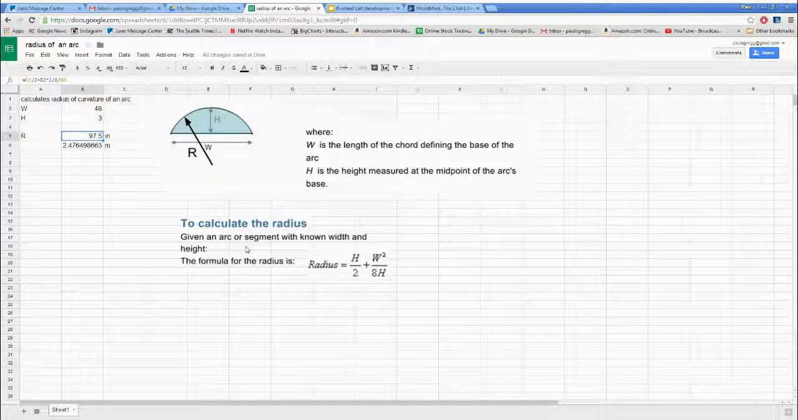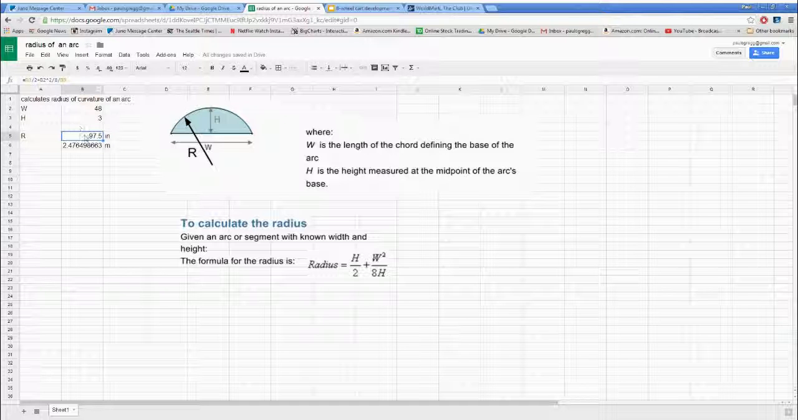And then this little formula here, this is what a formula looks like in a cell. It uses cell B3, divides it by 2. So the height divided by 2. And then it adds B2, which is the width squared, divided by 8, divided by H, which is B3.